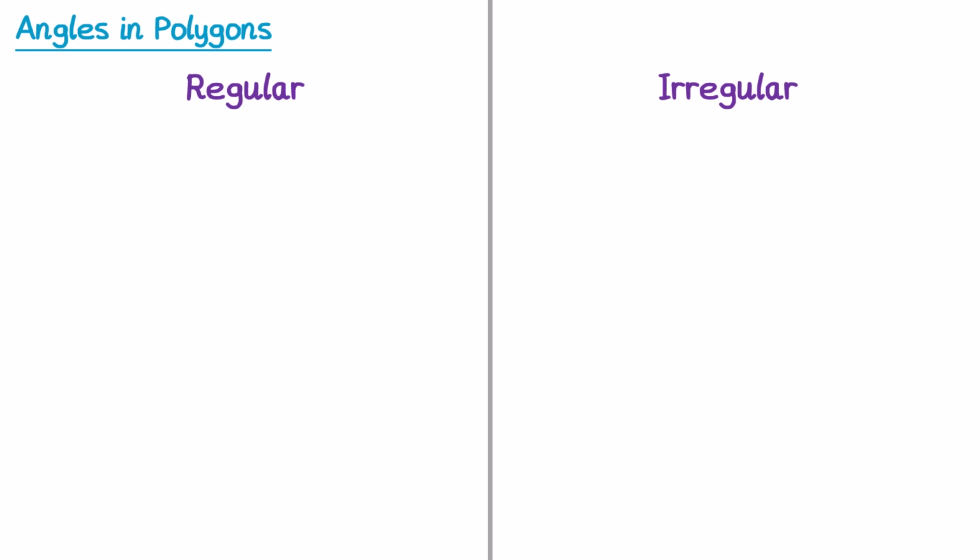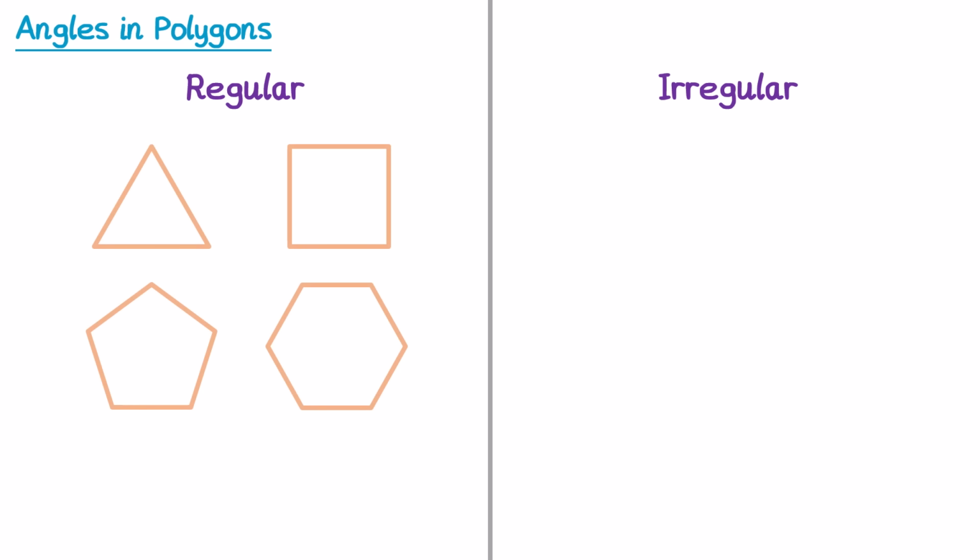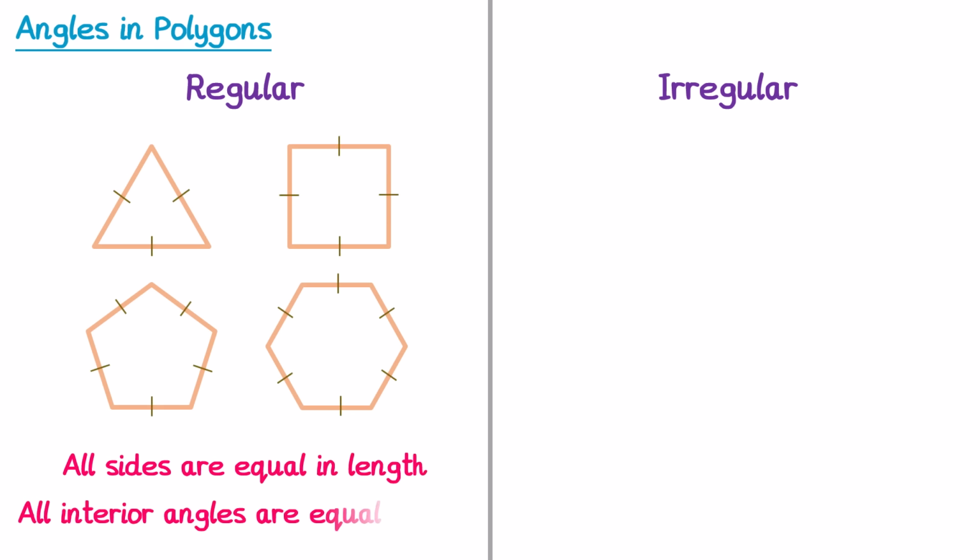We can split polygons into two categories. We have polygons that we call regular polygons and also irregular polygons. These polygons are regular. What makes them regular is that all of their sides are equal in length, and additionally, all of the interior angles are equal in size. If either of these statements are not true, then the polygon would be irregular.